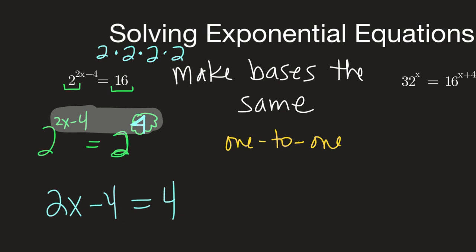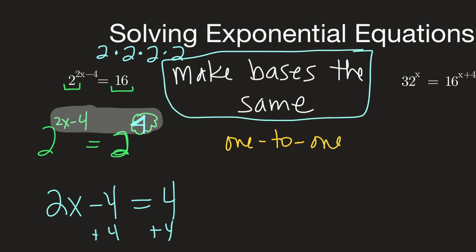Okay? So now I just have a simple algebraic equation to solve. 2x minus 2x equals 8, so x has to be 4. My exponent had to start out as a 4 in order for the left side to make the right side true. Okay, so this is one of our strategies, is by making the bases the same, then the exponents must be the same also.